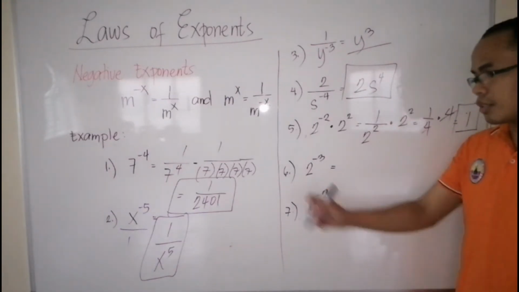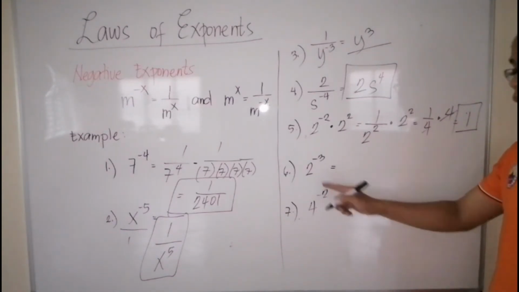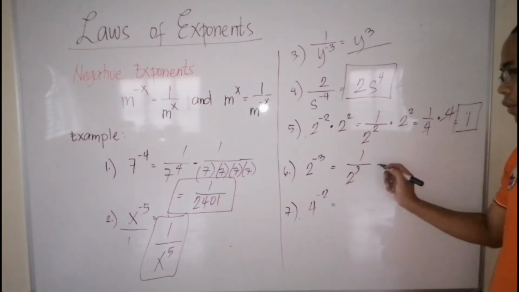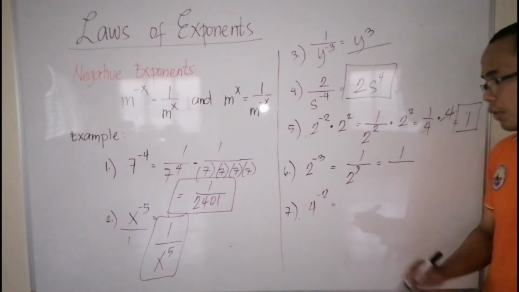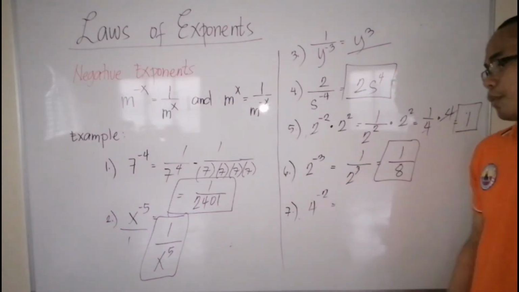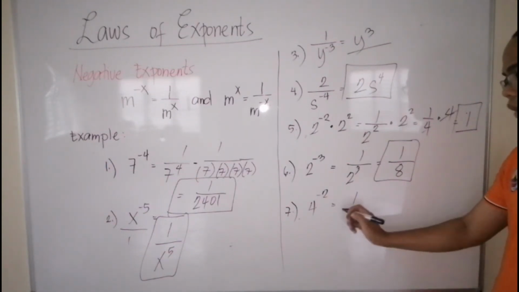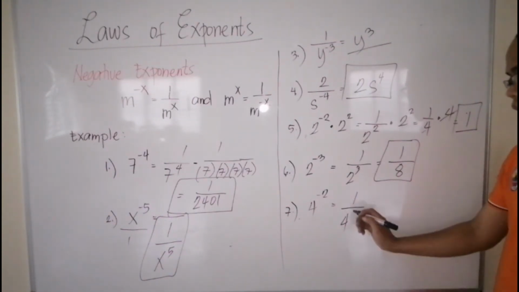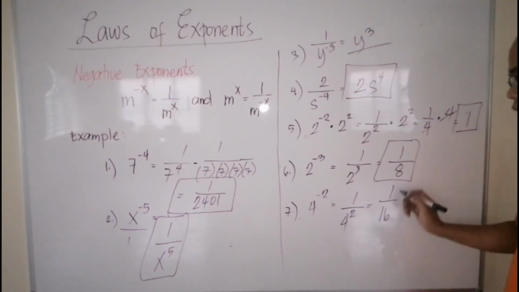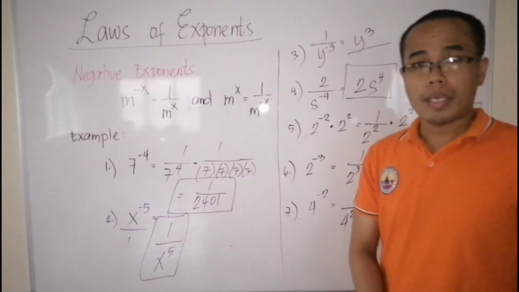Next, example number 6. So, 2 raised to negative 3, gagawin mo siyang positive. So, getting the reciprocal, 1 over 2 raised to 3. And then, simplify natin: 1 over 2 raised to 3 is equal to 1 over 8. For the last example for the negative exponent, 4 raised to negative 2, gagawin mo siyang positive. So, magiging 1 over 4 raised to 2, or our final answer is 1 over 4 times 4, which is 1 over 16. Okay? Ganun lang po ang pag-solve natin ng negative exponent.